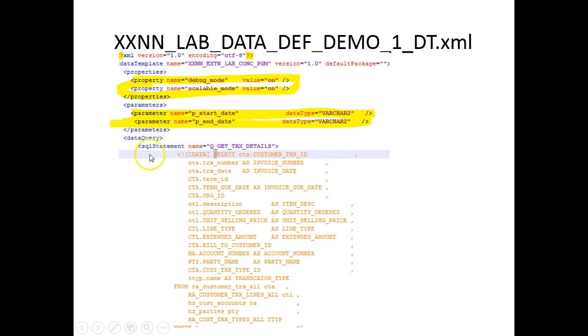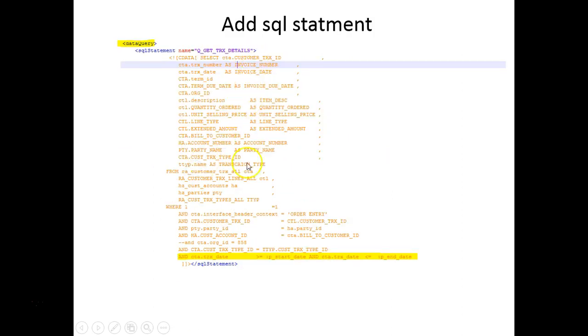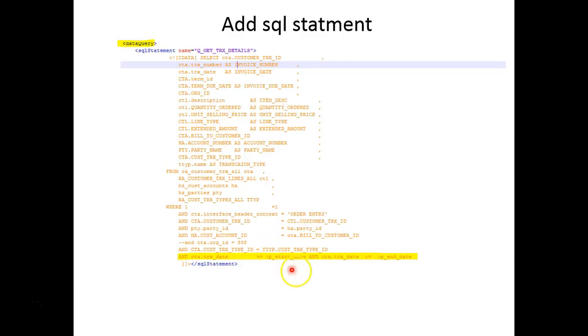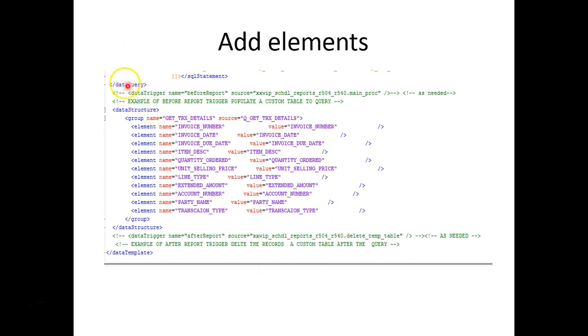Then you have the data query, which is the SQL statement. So let's add the SQL statement. If you notice, I'm going to use the parameters which we created above, using them with a colon. When I define the parameters, I use them in the SQL statement. Here I'm saying if the transaction date is greater than the colon date and less than the colon date.